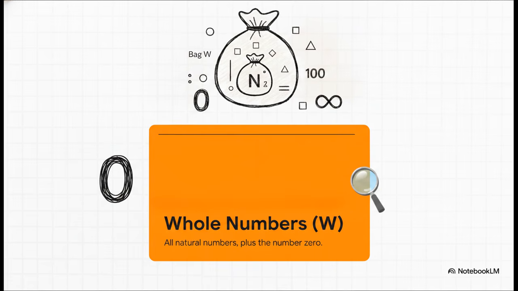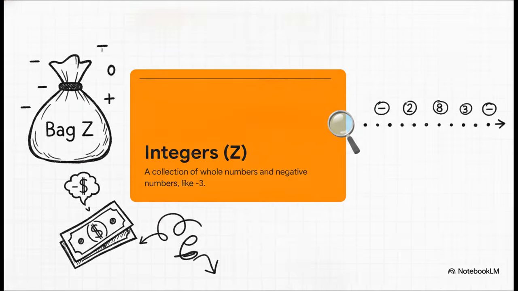So now, bag W holds 0, 1, 2, 3, 7, 100, the whole shebang. And notice how bag W entirely swallows up bag N? Bag N is sitting right there inside it. Next up is bag Z, representing the integers. To build this one, we take all our whole numbers and just toss in their negative counterparts. So now we're dropping in numbers like -3, -2, and -1. You know, if you owe your friend $3, you're dealing with integers. So bag Z holds all the negative counting numbers, 0, and all the positive counting numbers.